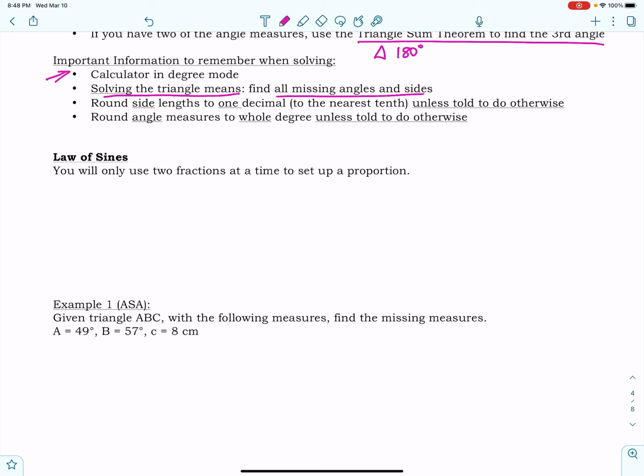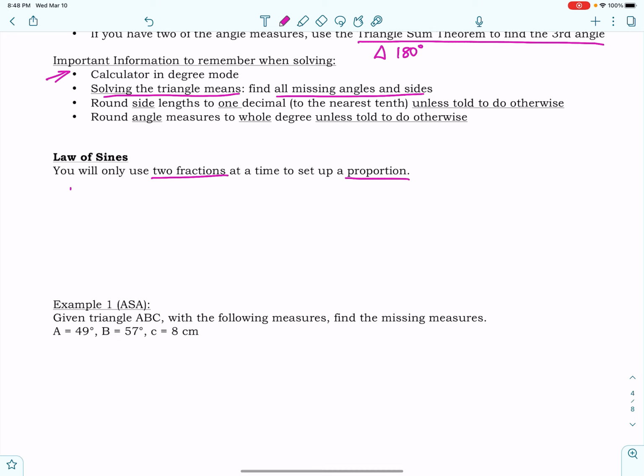Okay, so what is the law of sines? With the law of sines, we're just going to use two fractions that have a relationship to set up a proportion. We need to think of the law of sines as one of three different ways that we can do this, because we have triangles, three sides, three angles. You'll see what I'm talking about.